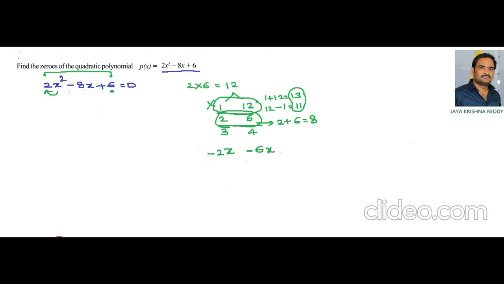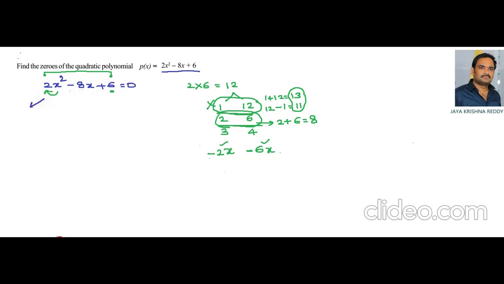So minus 2x should be written. Now again you can check what the result of this is. The bigger number is 6, it has a minus symbol, so minus, and both the terms have the same symbol, minus, so we have to add them. 2x plus 6x is 8x. So the result is minus 8x, and minus 8x is exactly the x term in the given quadratic polynomial.